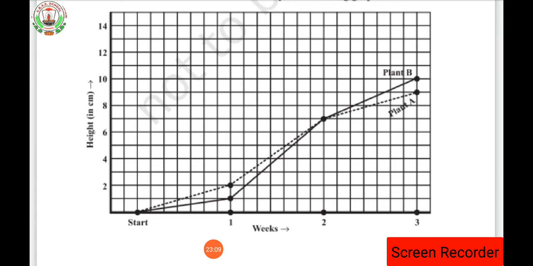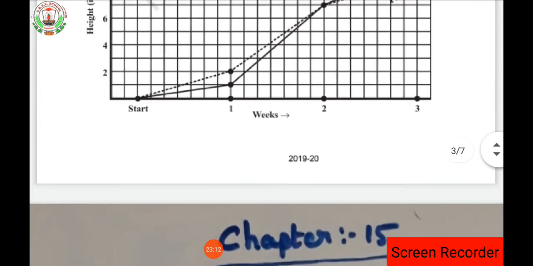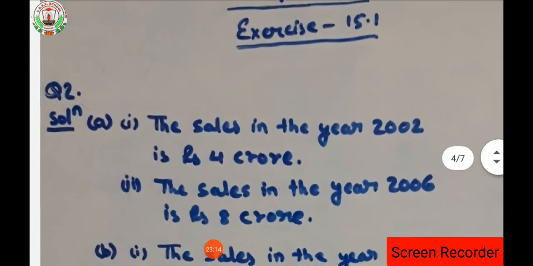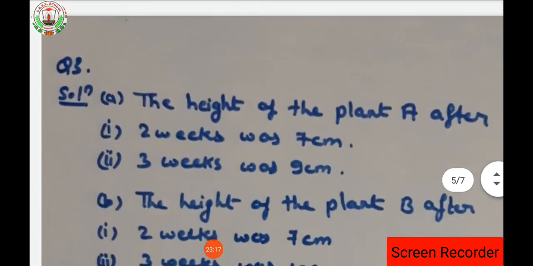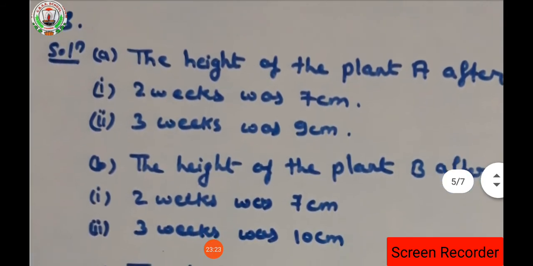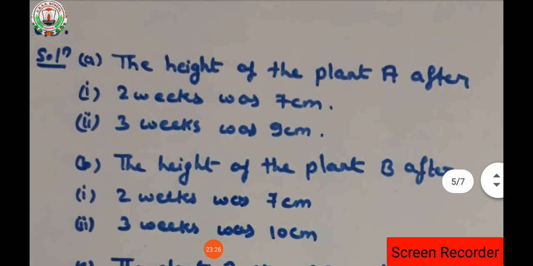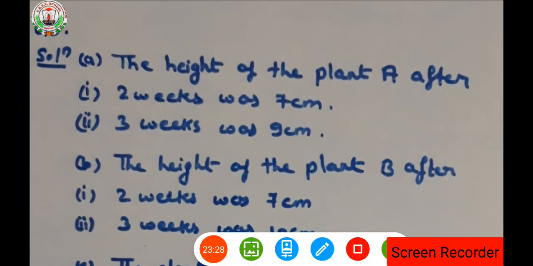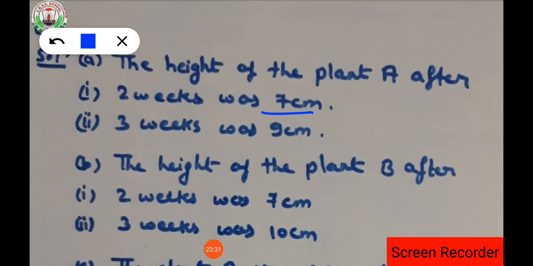In the same way, we have to do the D, E, F and G parts. Clear? Now look at the solution for that. We have question number 3. What is said in question number 3, A part? As I told you, the height of the plant after 2 weeks was 7 centimeters, and in the third week, the height was 9 centimeters. Similarly, the height of plant B after the second week is 7 centimeters, and after the third week, 10 centimeters. While explaining the question, I had clearly given the answer for this.